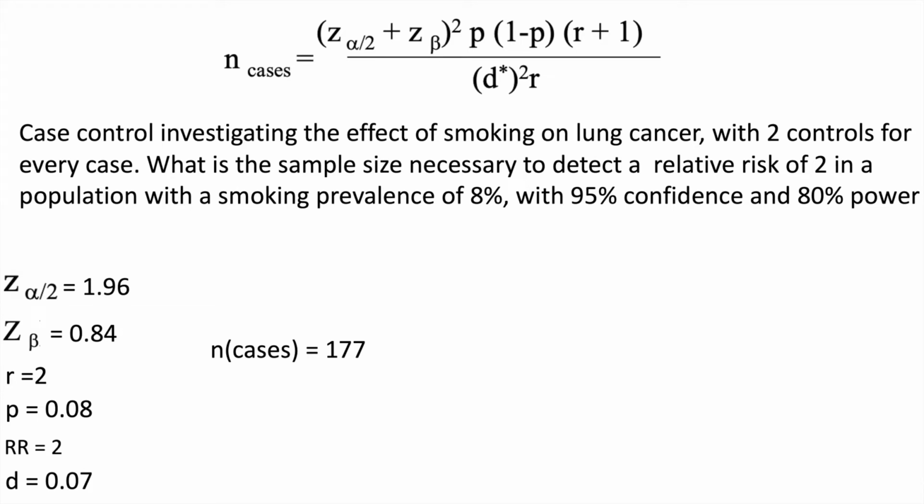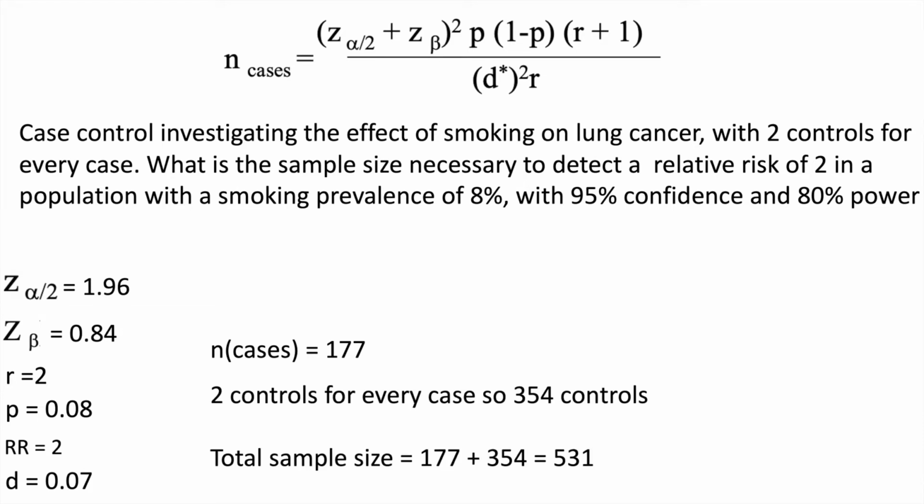But like I said before, that's the number of cases, and that's not the total of the population, so we know we need 2 controls for every case.